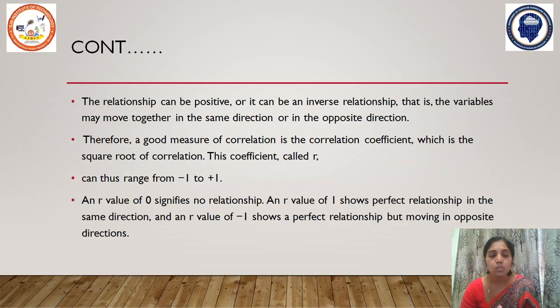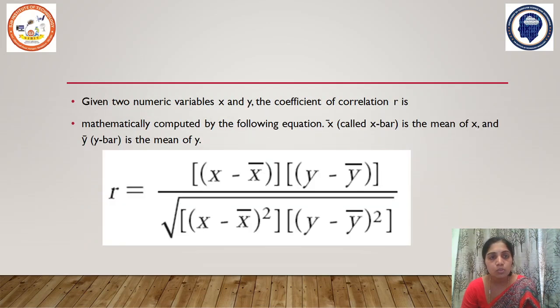Given two numerical variables x and y, the coefficient of correlation R is mathematically computed by the following equation, where x bar is the mean of x and y bar is the mean of y. R is equal to the sum of (x minus x bar) into (y minus y bar), divided by the square root of the sum of (x minus x bar) whole square into the sum of (y minus y bar) whole square.